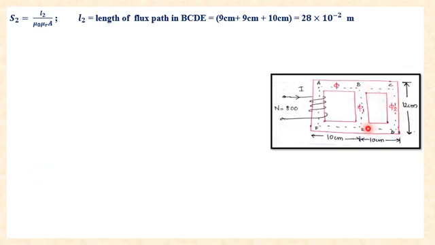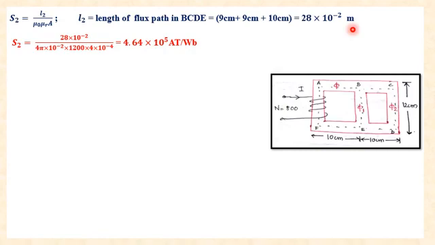So distance from B to C will be 10 centimeter minus 1 centimeter, that is 9 centimeter, plus distance from C to D, that will be 12 centimeter minus upper 1 centimeter, bottom also 1 centimeter, that is 10 centimeter, plus D to E length, that will be 10 centimeter minus 1 centimeter. So L2 we will be getting as 28 into 10 raised to minus 2 meters. Substituting, we will be getting the S2 value as 4.64 into 10 raised to 5 ampere turns per Weber.